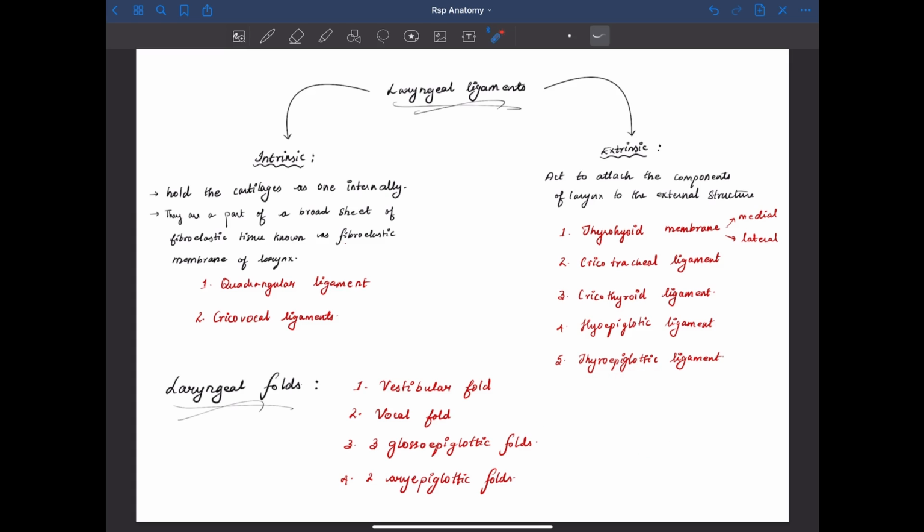Okay. Next, we have laryngeal folds. These are the folds formed just above the fibroelastic tissue. You see this fibroelastic tissue, just above it, there are a few folds formed. This is known as laryngeal folds. There are 4 types of laryngeal folds: vestibular fold, vocal fold, 3 glossoepiglottic folds, and 2 aryepiglottic folds. Okay, we will see it. First we will see the ligaments.